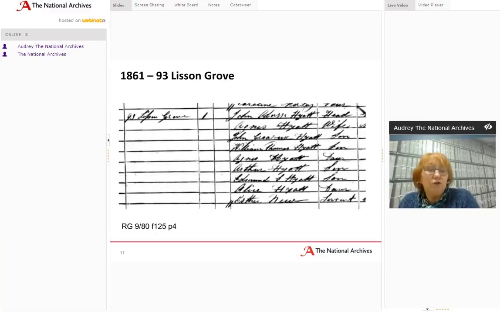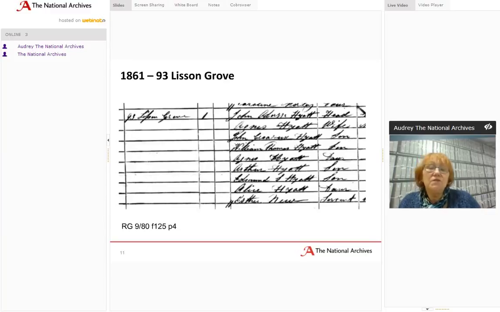So you only get one shot at the surname, and if that's hard to read, and somebody gets it wrong, then all the rest of the family will be listed under the wrong name. So this is a really clear piece of writing. However, this is what the enumerator copied from the household schedule that the head of the household, Mr. John Odom Wyatt, would have filled in.